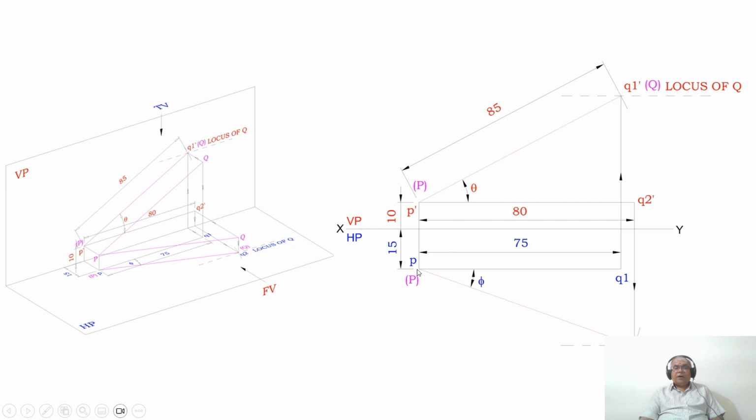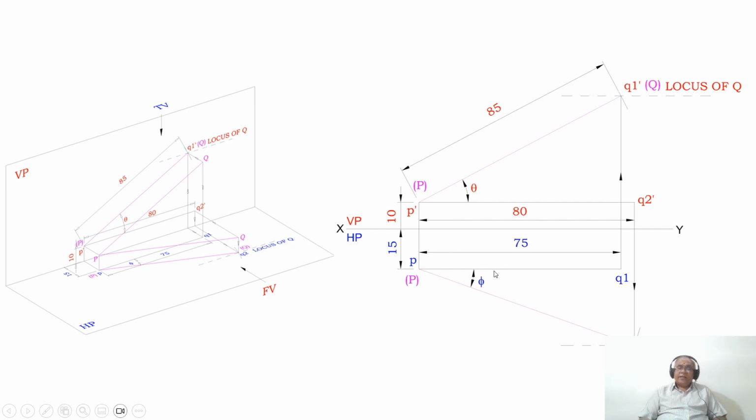Then join small p and Q2 with a little bit thicker line than the XY line. So you got the true length in the top view, and you got the true length in the front view. Once you get this Q2, you mark this as capital P and this as capital Q, and this as the locus of Q. Now you denote this as phi. It is the true inclination with respect to VP.